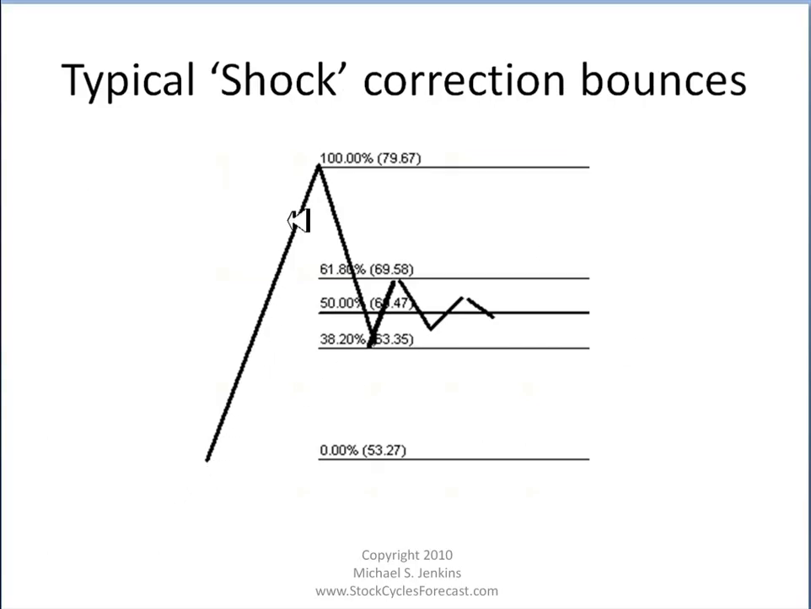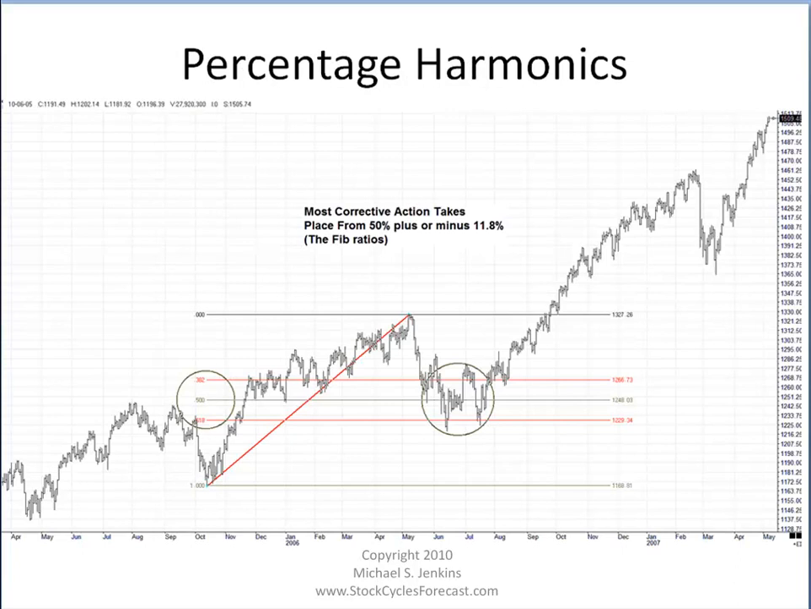Here's a typical advance. When it corrects, it usually overshoots the 50% correction a little to a .382, bounces around. And the whole Fibonacci thing comes basically from this observed pattern that they usually gravitate around the 50% retracement, give or take this 11.8%. 11.8% above 50 or 11.8% below are the Fibonacci ratios, and those approximate where you're going to go to.